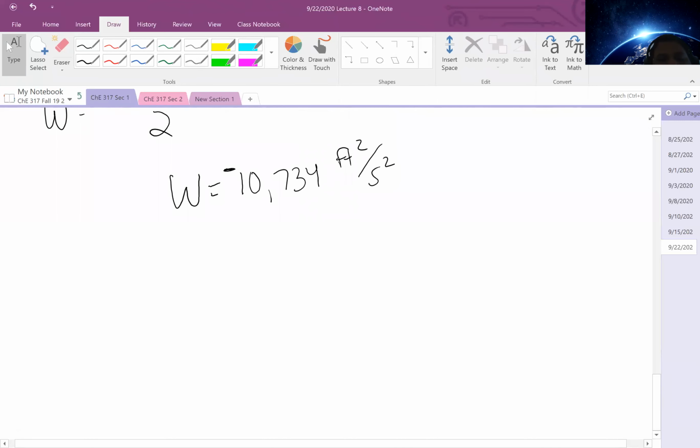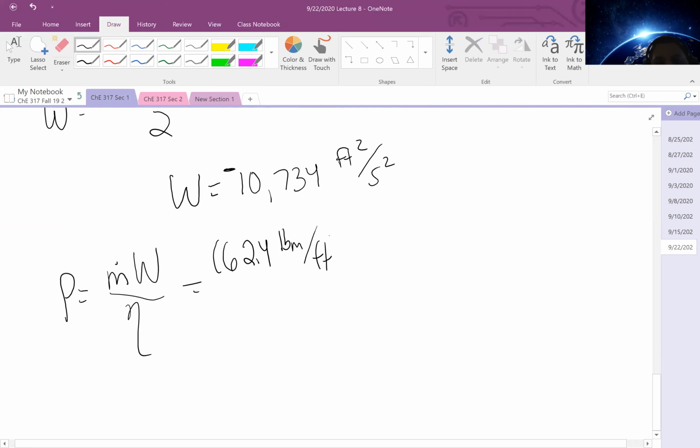Now that I have my work, I can solve for my power, which is my mass flow rate times work over my efficiency. So my density is 62.4 pound mass per cubic feet. My velocity was 2.2 feet per second. My flow area was 0.181 square feet. I put all that together, I get a mass flow rate.